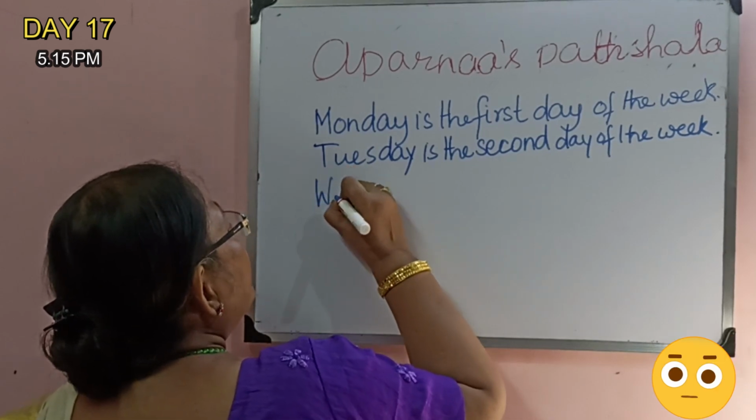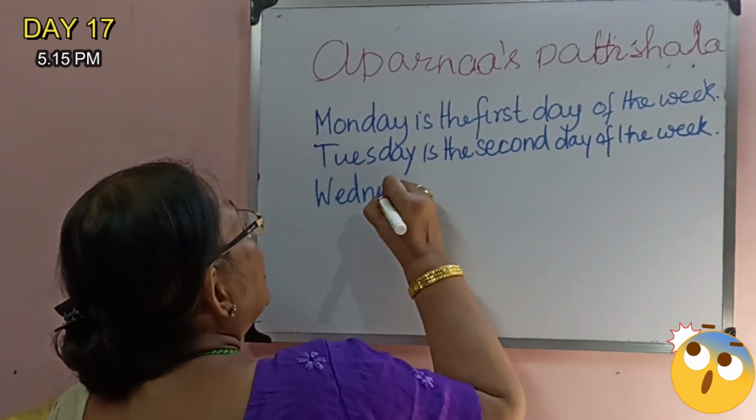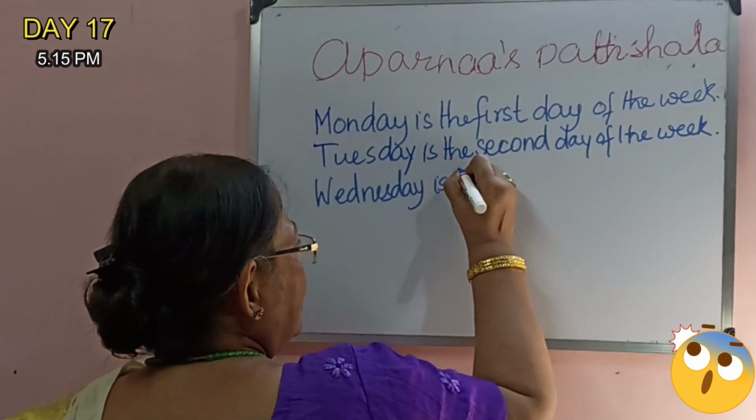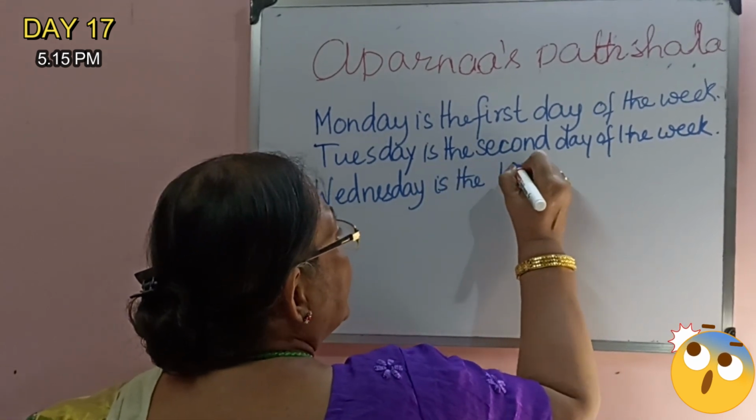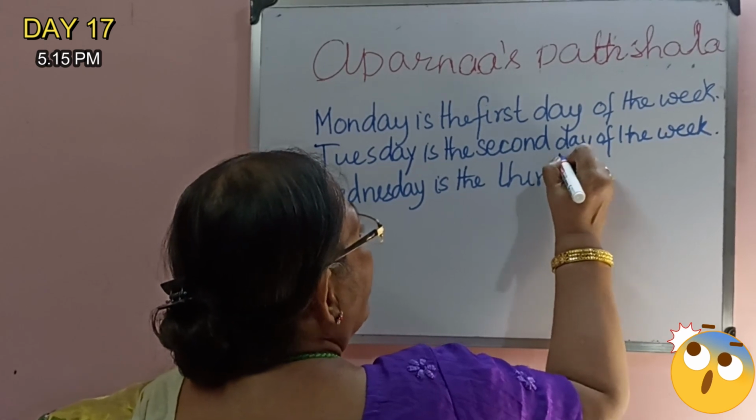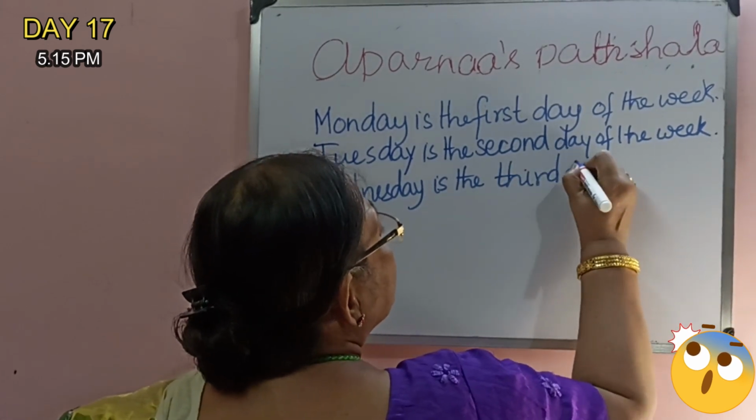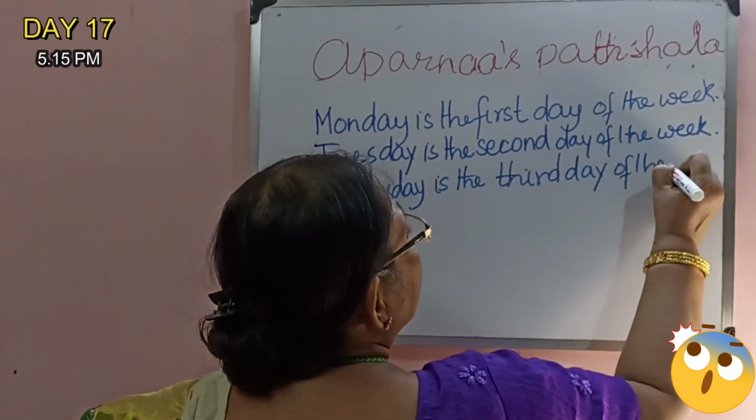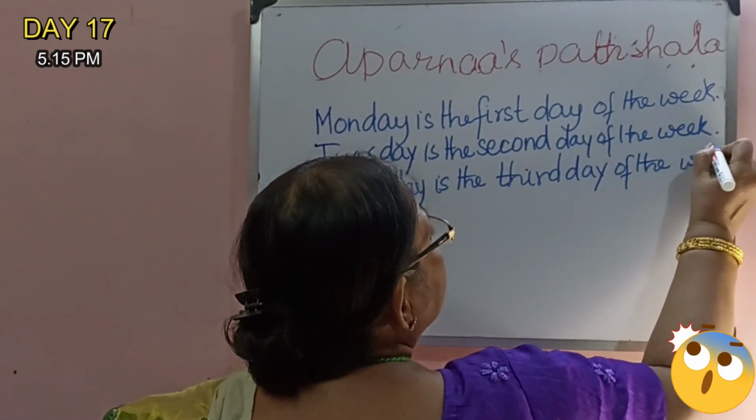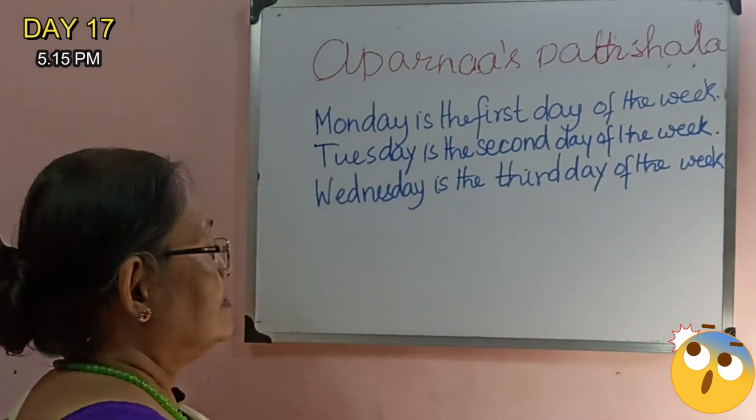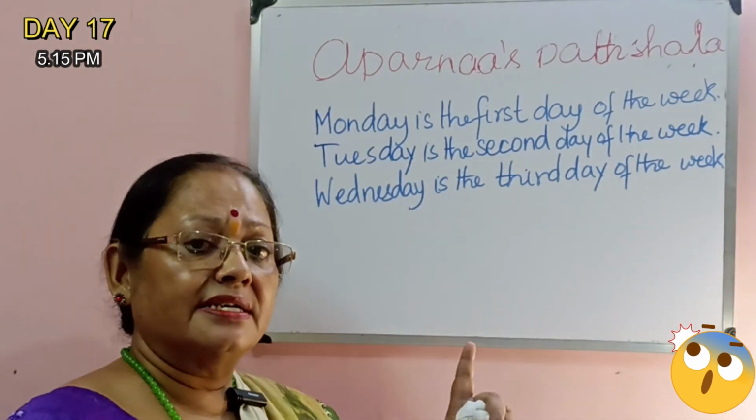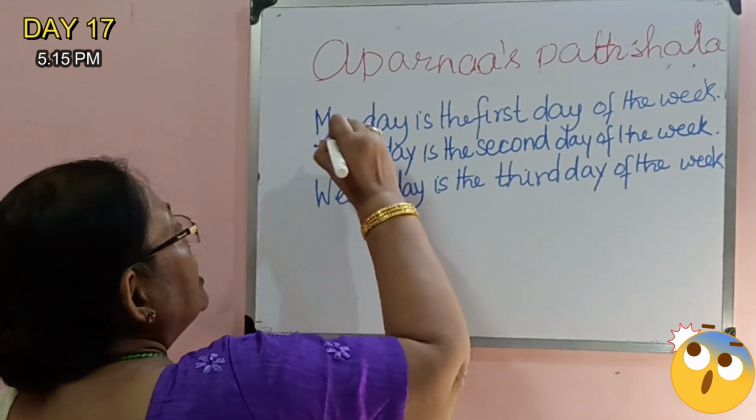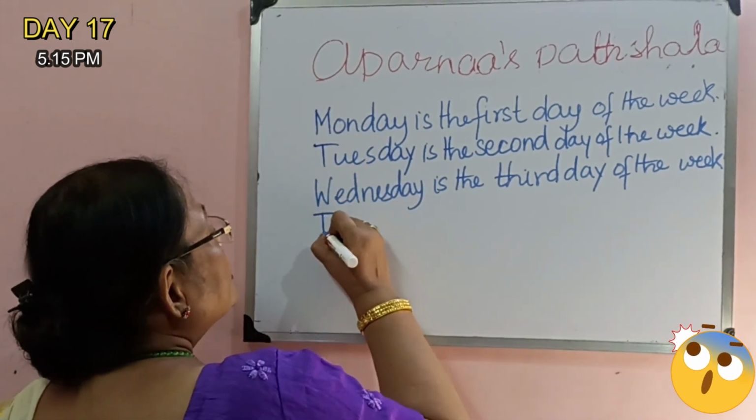Next comes Wednesday, W-E-D-N-E-S-D-A-Y. Wednesday is the third day, T-H-I-R-D, third, D, third day of the week. Wednesday is the third day of the week. Next comes Monday, Tuesday, Wednesday, Thursday.